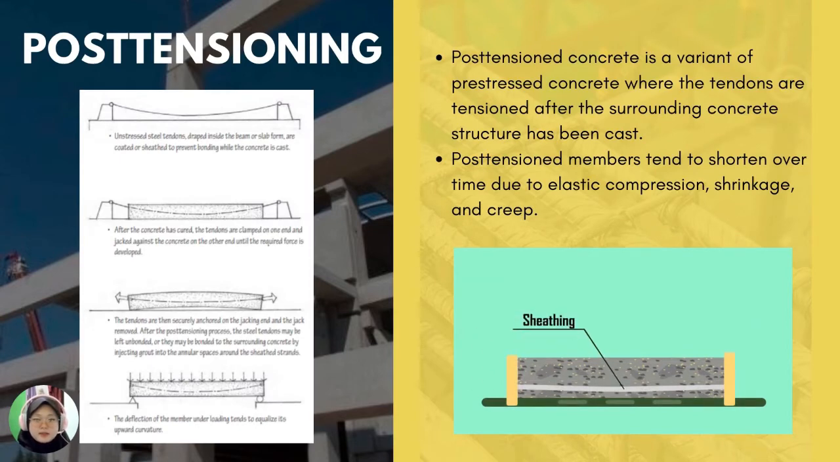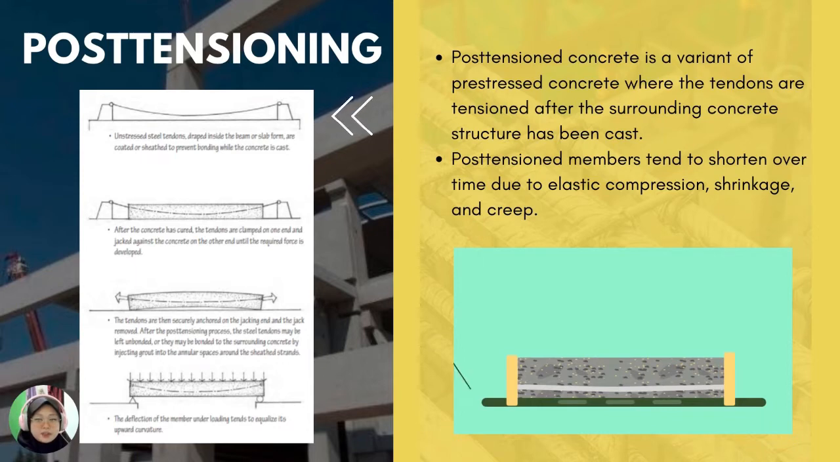So next is post-tensioning. Post-tensioned concrete is a variant of pre-stressed concrete where the tendons are tensioned after the surrounding concrete structure has been cast. Post-tensioned members tend to shorten over time due to elastic compression, shrinkage, and creep. The joining elements that will be affected by this movement should be constructed after the post-tensioning process is completed and be isolated from the post-tensioned members with expansion joints.